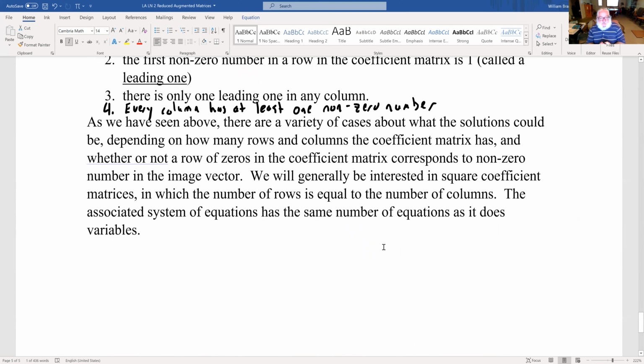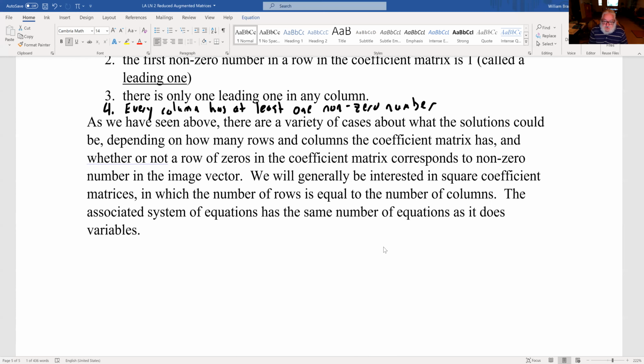So how many solutions are there? There are either 0, there's 1, or there's infinity, right? Because if everything works out nicely, you get exactly one solution. If you get a row of zeros equal to a non-zero number, then you have no solution. And if you end up with a parameter, you have infinitely many solutions.